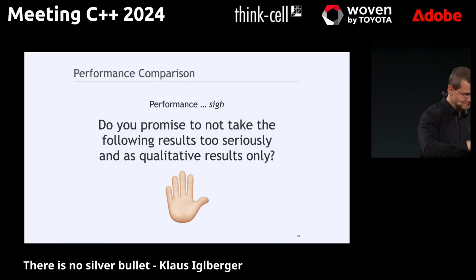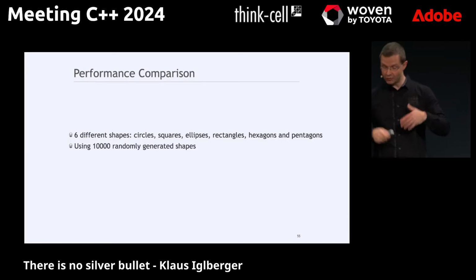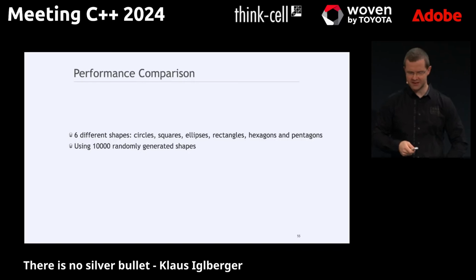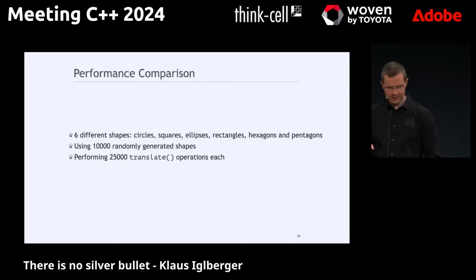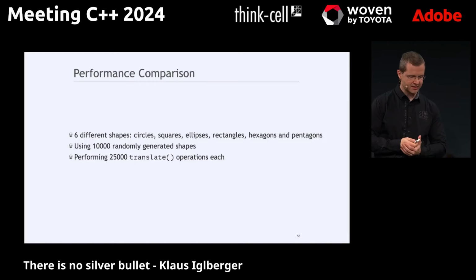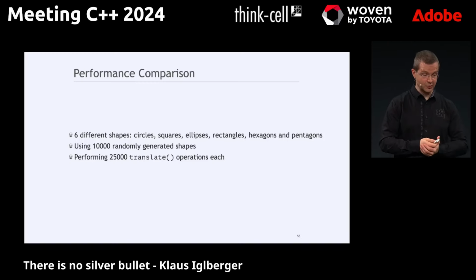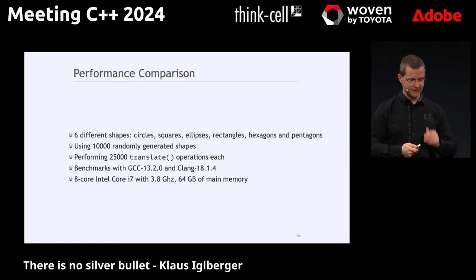Okay, here they are. So, very quick. I use 6 different kinds of shapes, not really important. I randomly create shapes, so the compiler cannot anticipate too much. And I do a simple operation, definitely not drawing, something that is pretty much the same for all kinds of shapes. This means that although it's random, it should still do pretty much the same work. And this is the two compilers I used and the machine that I own.